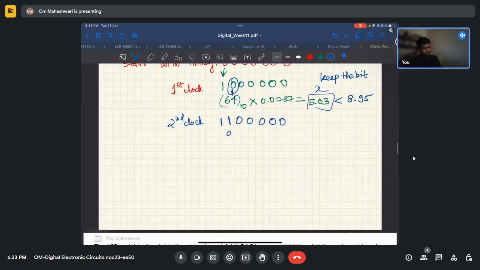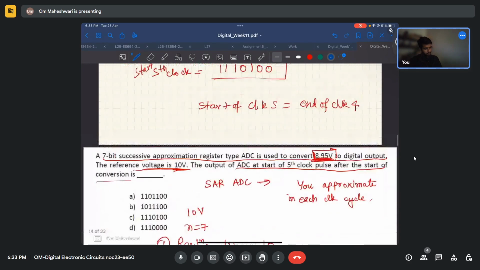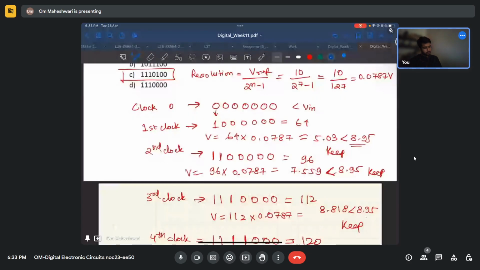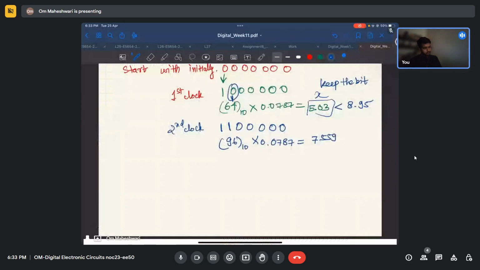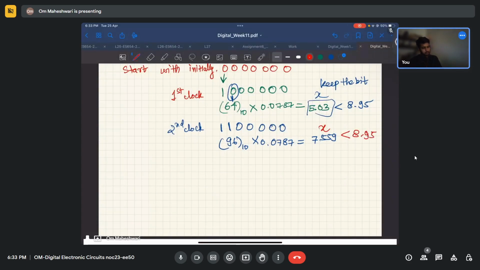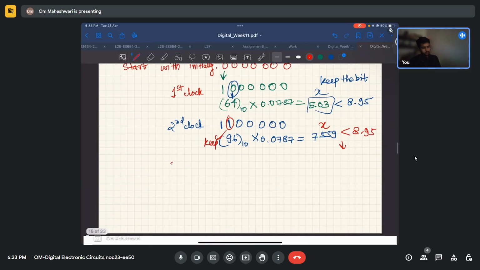This corresponds to 96 in binary, into resolution 0.0787, and it is how much volts? It is 7.559. Now this is our x, and it is again less than 8.95. So we again keep this one. Okay, so we go to the third cycle, third clock.